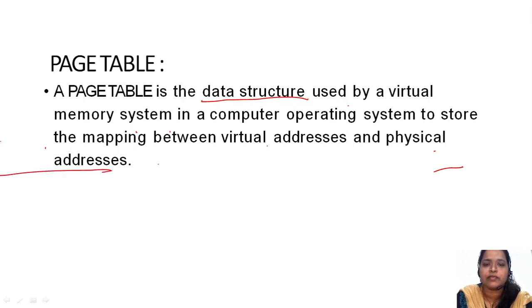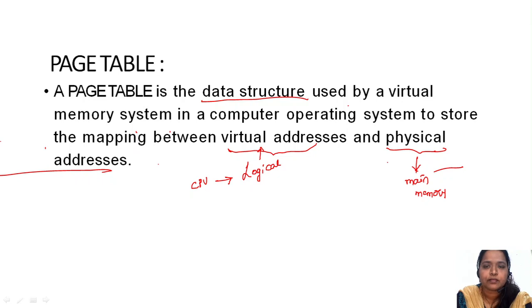When we talk about the virtual address and the physical address, the physical address is the main memory address. Whatever address the CPU generates, we call a logical address, or we can also call it a virtual address. And the addresses that the main memory stores are in the form of physical addresses, so we call them physical addresses.